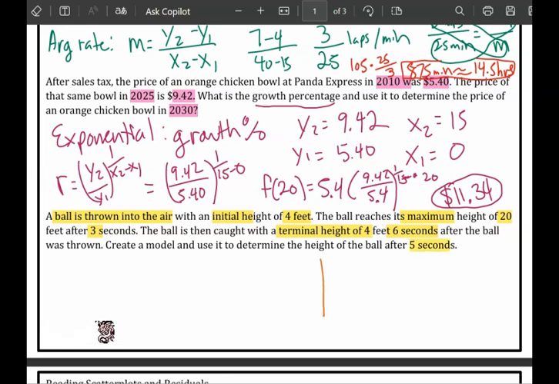If we sketch this out, the initial height was 4 feet. The maximum height was 20 feet after 3 seconds. And then the ball was caught at 4 feet again 6 seconds after it was thrown. This is a quadratic function. It talks about gravity, a ball being thrown.